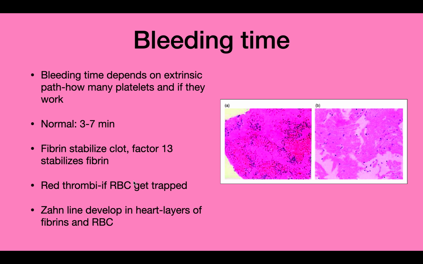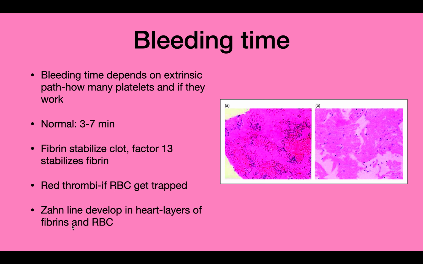Red thrombi occur when red blood cells get trapped, and lines of Zahn will form mostly in the heart, but that could form in other places. And this is going to be made out of layers of fibrin and red blood cells, and this is particularly important to diagnose myocardial infarctions, old myocardial infarctions.